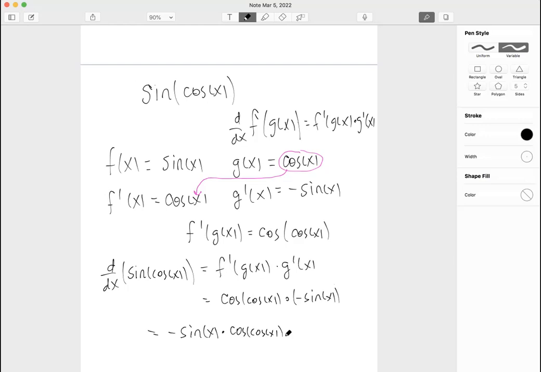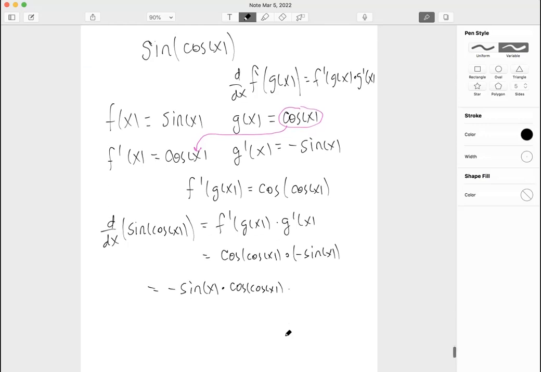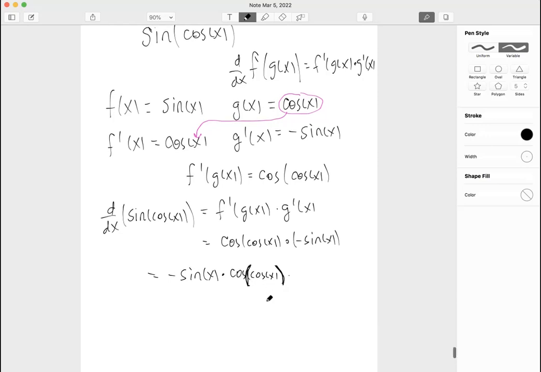Multiplying cosine and cosine, isn't that just cosine squared? This is not multiplication, it's cosine of cosine. If it was cosine x times cosine x, then that would be cosine squared x. This is like saying you're finding the cosine of x, and then putting that value into cosine. Yes, it's a good one to do.